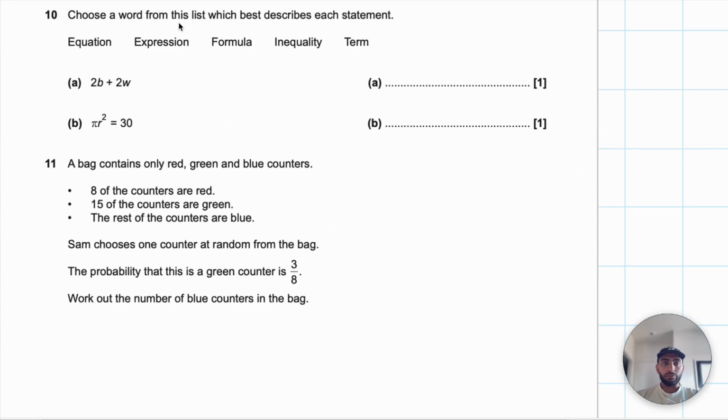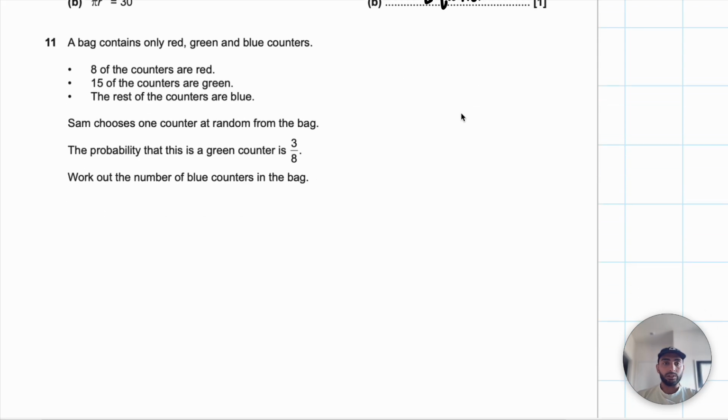Question 10. Choose a word from this list which best describes each statement. I've got 2b plus 2w. This is just an expression because it's not equal to anything. And then we've got pi r squared is equal to 30. So this one would be an equation. Equations are when you have something equal to something else.